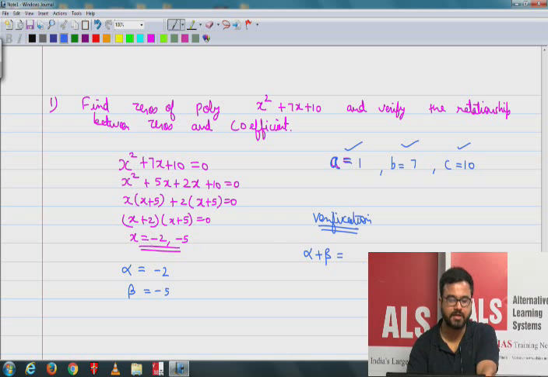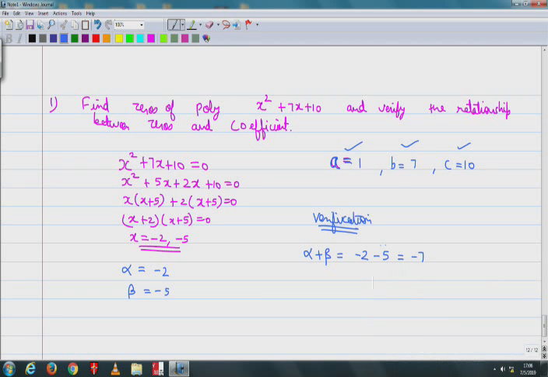So alpha plus beta is minus 2 minus 5, which is equal to minus 7. Now minus 7 can also be written as minus 7 over 1. Because 7 was the coefficient of x and 1 is the coefficient of x square, you can write minus coefficient of x divided by coefficient of x square. So this is the first verification, that the sum of zeros is equal to minus b by a.